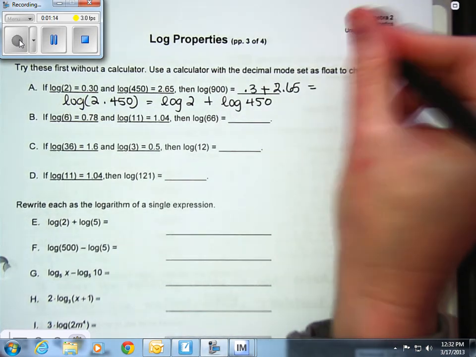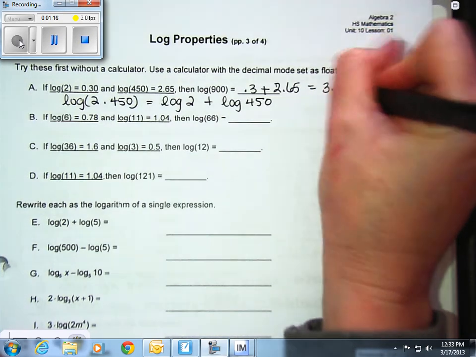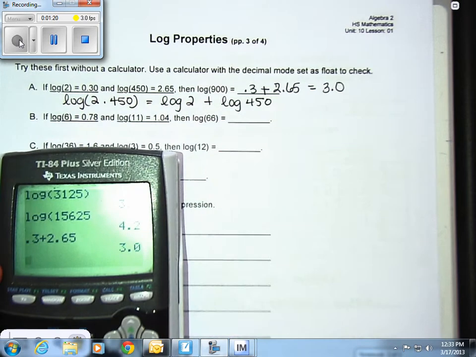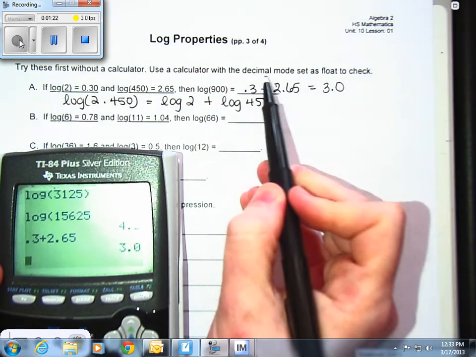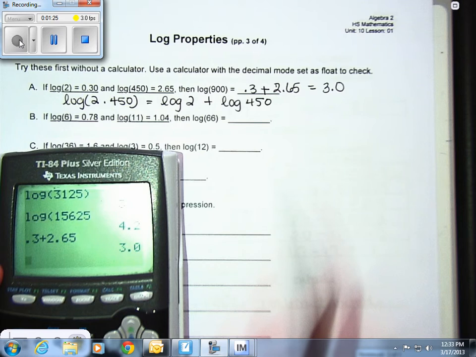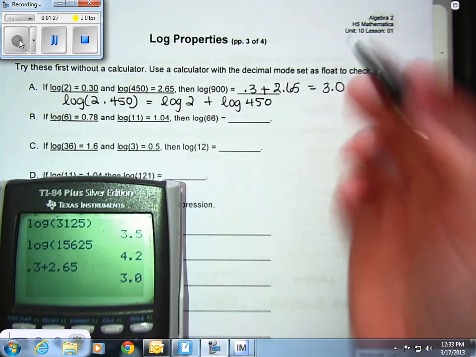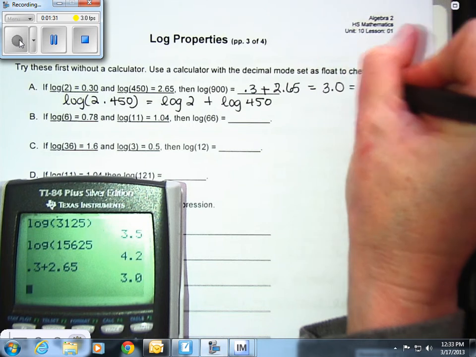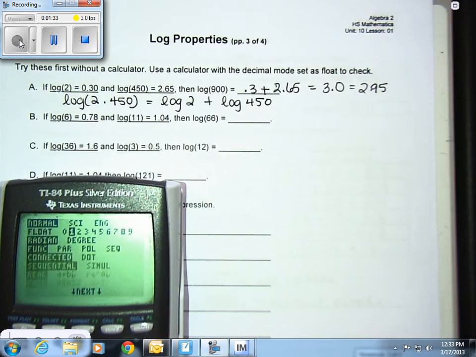So if we take those, 0.3 plus 2.65, the log of 900 would have to be close to 3. Now they're rounding off there, but if you check it, and you'll notice I didn't read the mode there, it says set it as float again. So let's go back to float so that we can be right. That's going to be 2.95. So go back to your mode and reset that on float. That's usually where we keep it.